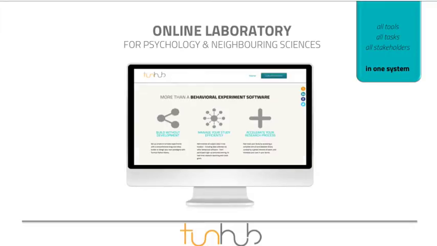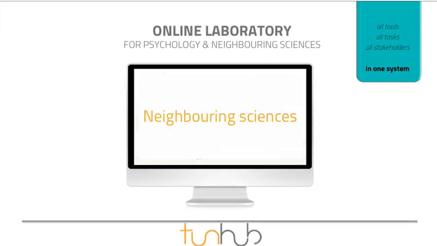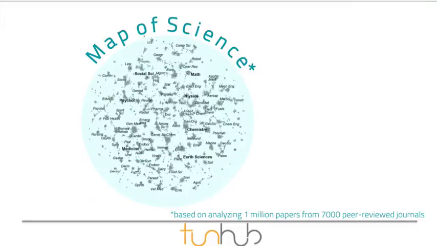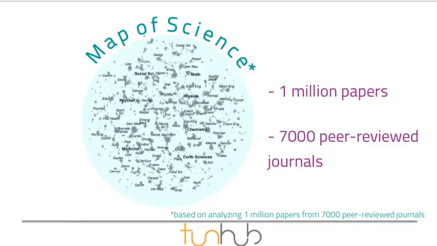So if you're not a psychologist, don't worry. Let's see if Tanup also works for you by exploring the term neighboring science a little bit more. What you see here is a map of science. It is based on analyzing 1 million papers from 7,000 peer-reviewed journals.